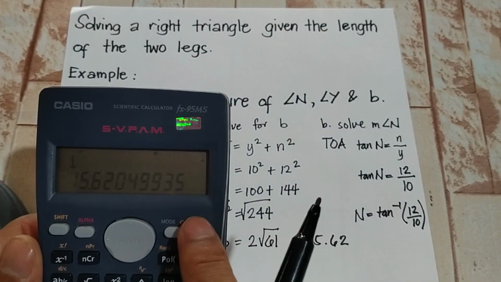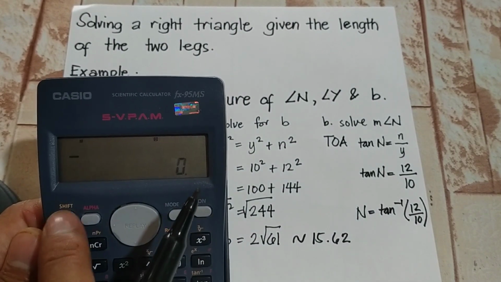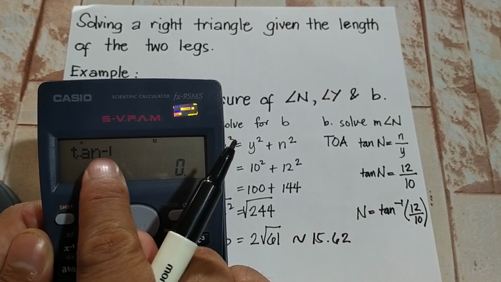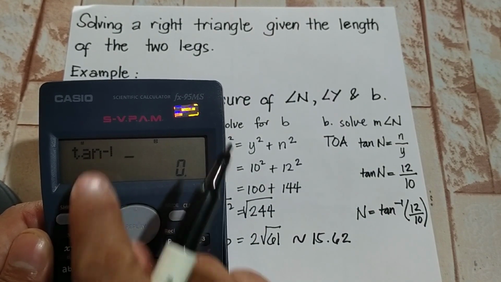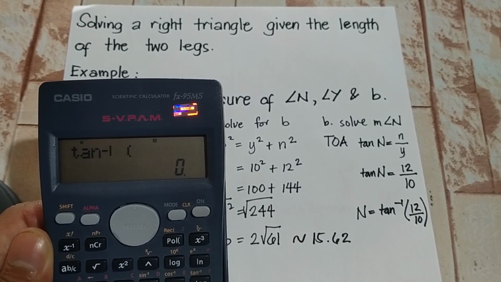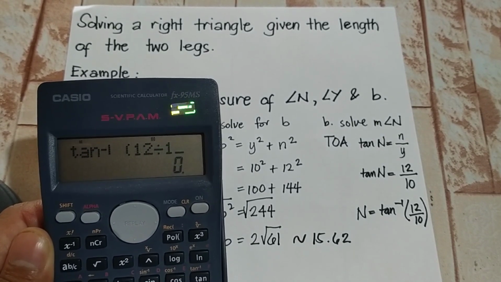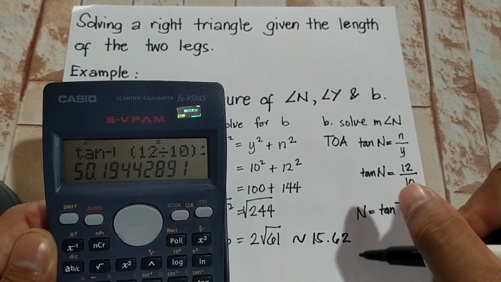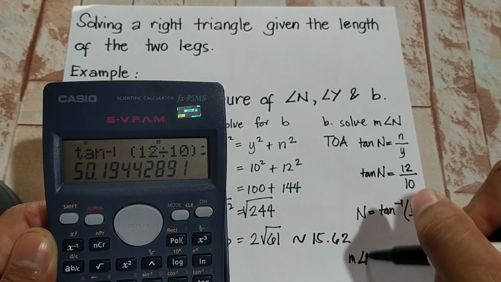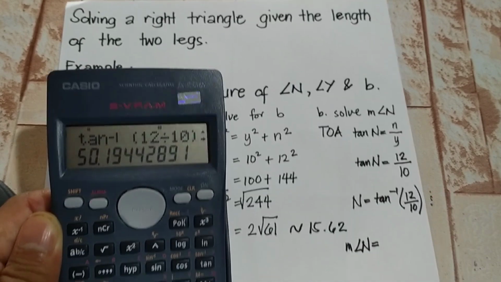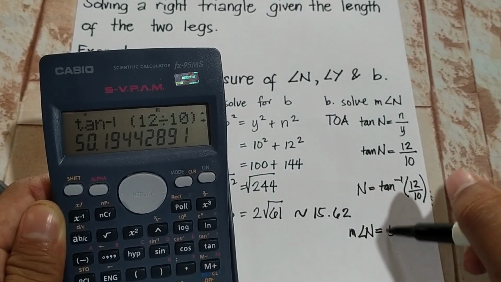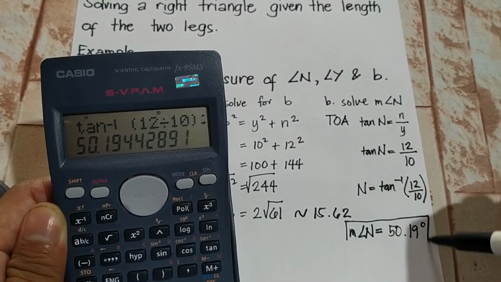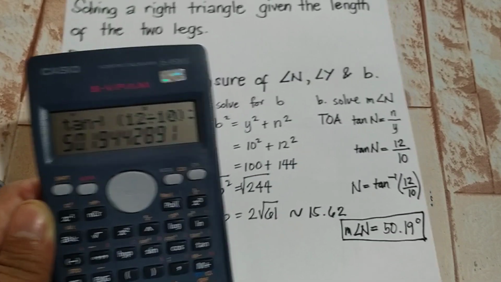Making use of your calculator, you have to press shift, then tangent. As you can see, we have the negative sign at the top of the tangent. Then use the parentheses, 12 divided by 10, then close, and that's the answer. So our measure of angle N is equal to 50.19 degrees. That's the measure of angle N.